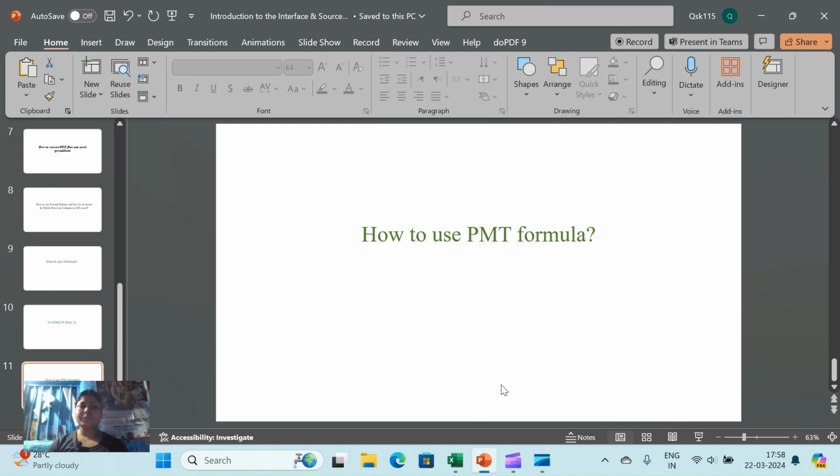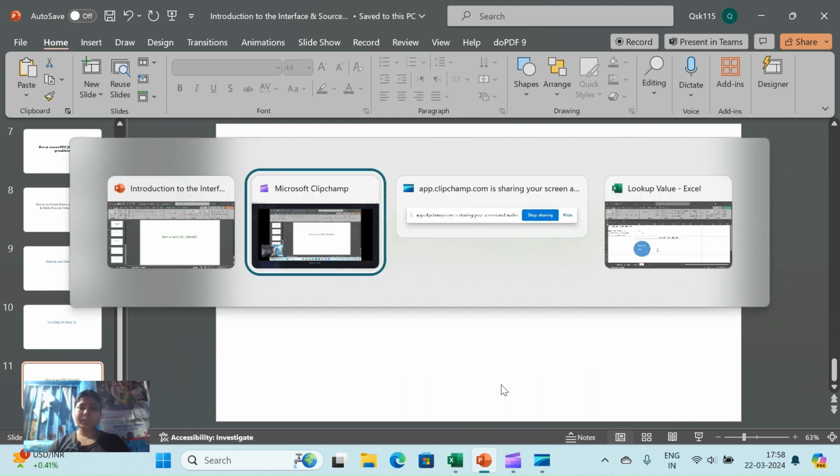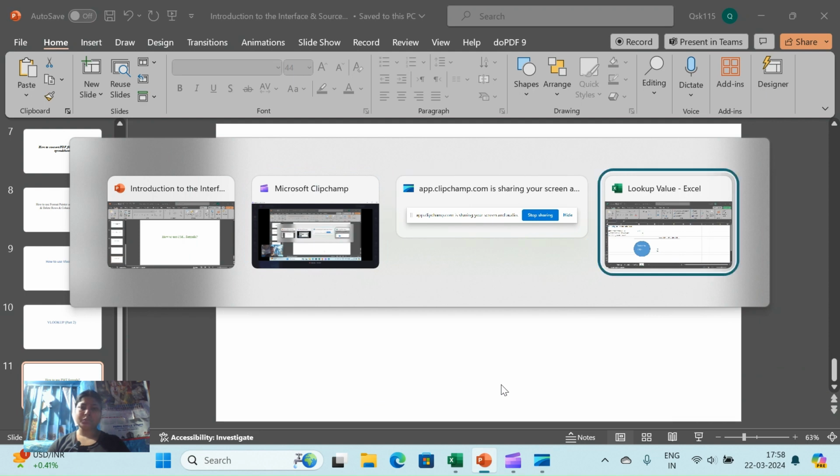In this lecture, we will learn how to use the PMT formula, which is a payment formula as per MS Office language. Okay, so let's understand how we'll use the PMT formula. All right, so let me open the file that we'll be dealing with through this lecture.